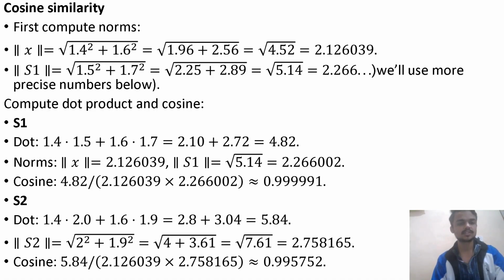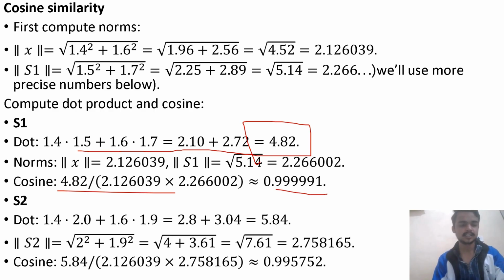Cosine similarity. First compute norms. The norm of x is the square root of 1.4 squared plus 1.6 squared, so we get 2.12. Similarly, S1 is 2.26. Now S1 dot x is 1.5 times 1.4 plus 1.6 times 1.7, so by calculation we get 4.82. The norm we get is 2.266. Cosine is 4.82 divided by 2.12 times 2.266, and we get approximately 0.99991.